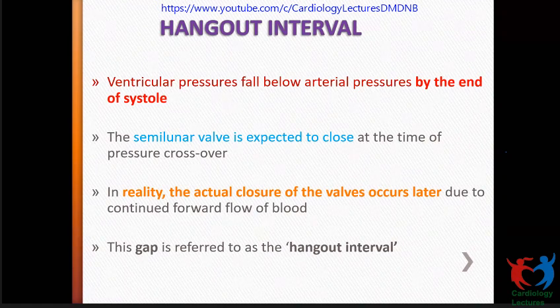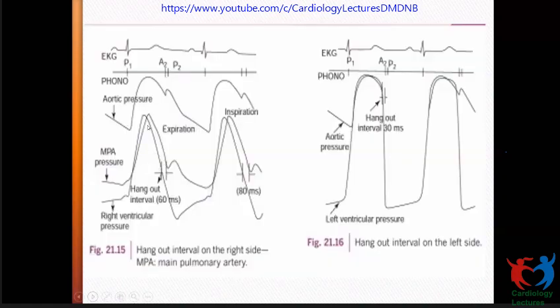So this is one question which will be asked to you, whether it is ASD or any other case. People are going to ask you this question. It is the crossover of pressure to closure of the semilunar valve, that's called the hangout interval. So what is the hangout interval here? For pulmonary, it varies with respiration. It is 80 millisecond during inspiration and 60 millisecond during expiration.